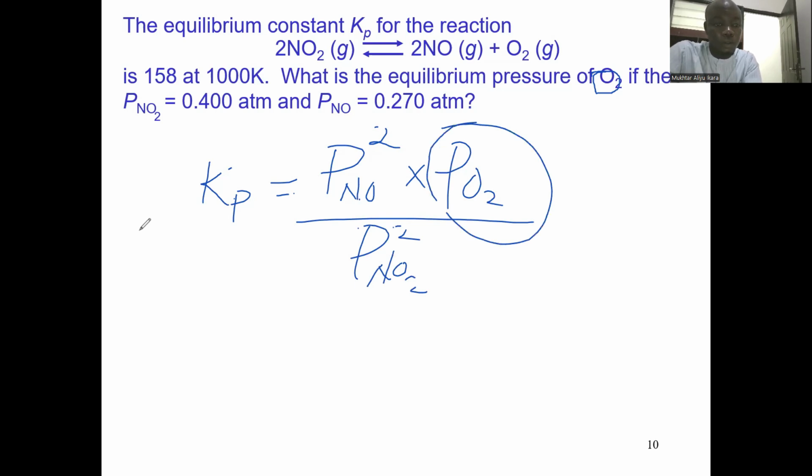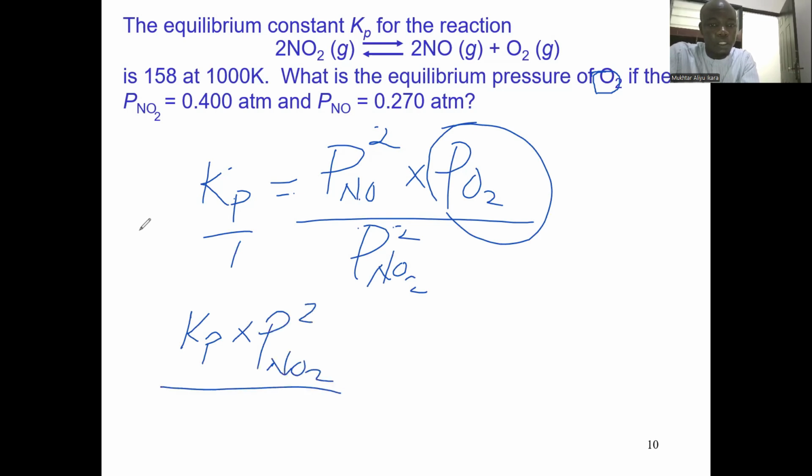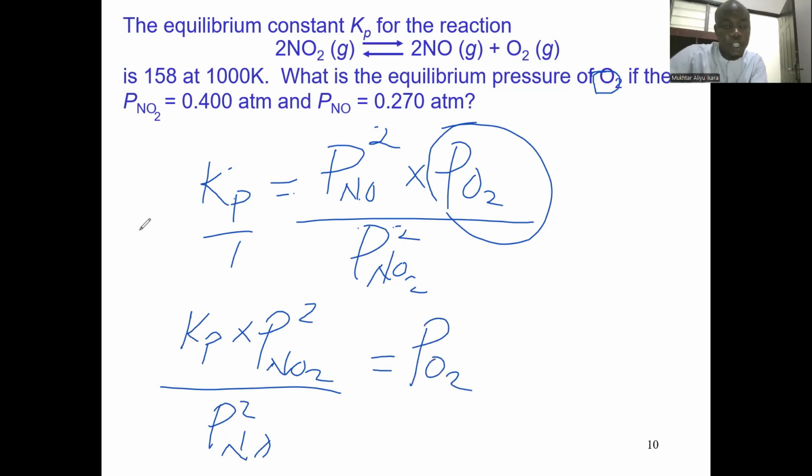So how do we make this the subject of the formula? By saying Kp, we multiply it by 1, then we now multiply it times P2 NO2, of course, divided by P2 NO. Then we have PO2. So I think from here you can see that it is simple. We are now going to only substitute the value.